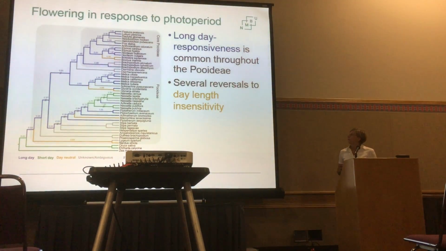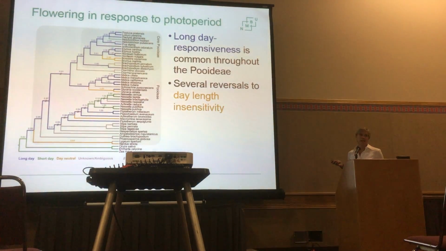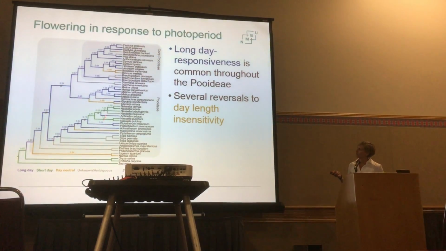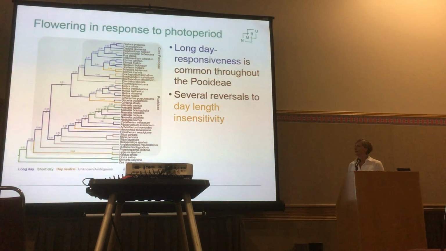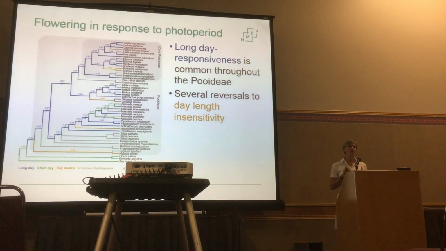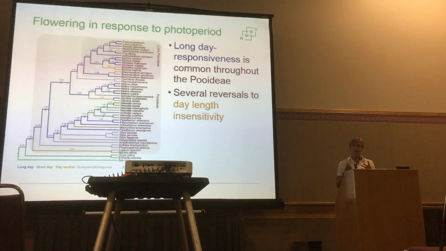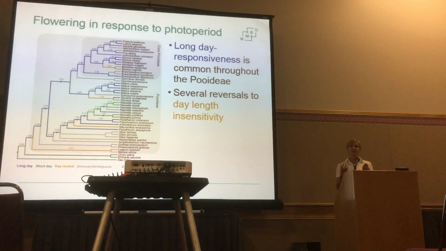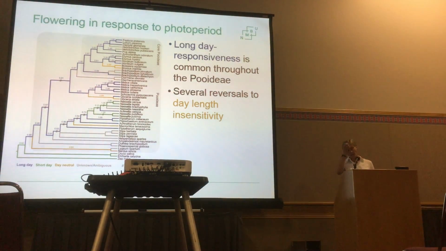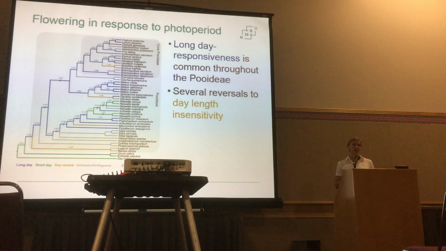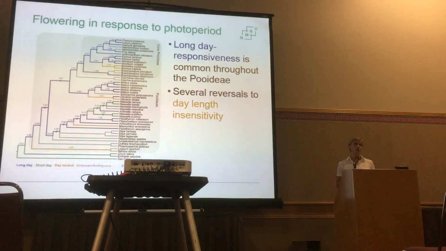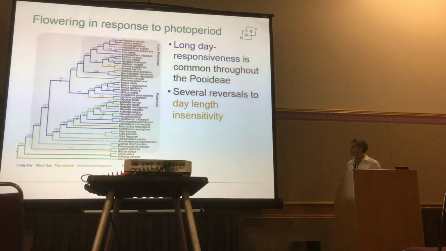We also find several reversals to day length insensitivity. Actually four reversals to day length insensitivity. This is not very surprising. It's known a lot from wheat and barley and other forage grasses, other cereals, that relatively easy and simple mutations in photoperiod genes make them insensitive to flower.